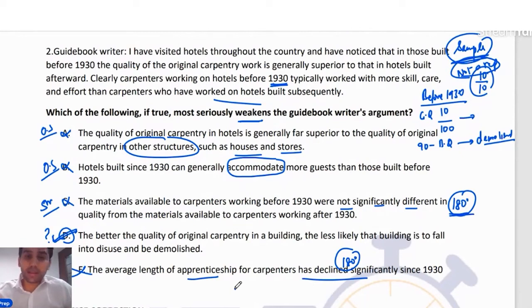So yes, perfect, Ayush. Your streak of correct answers continues. So D is the answer for the second one. Let's do one question.